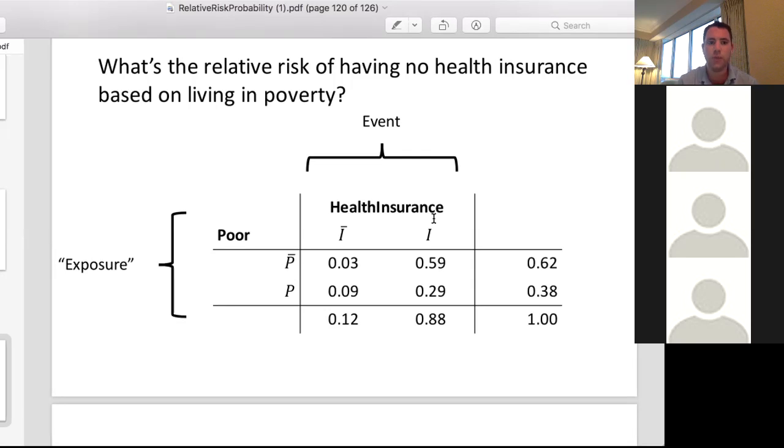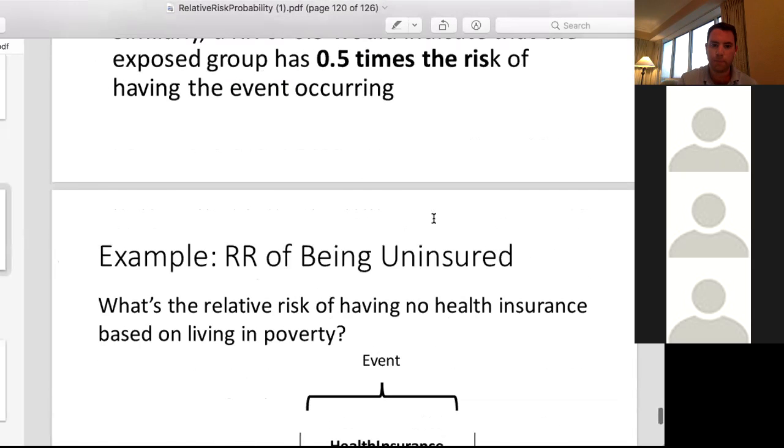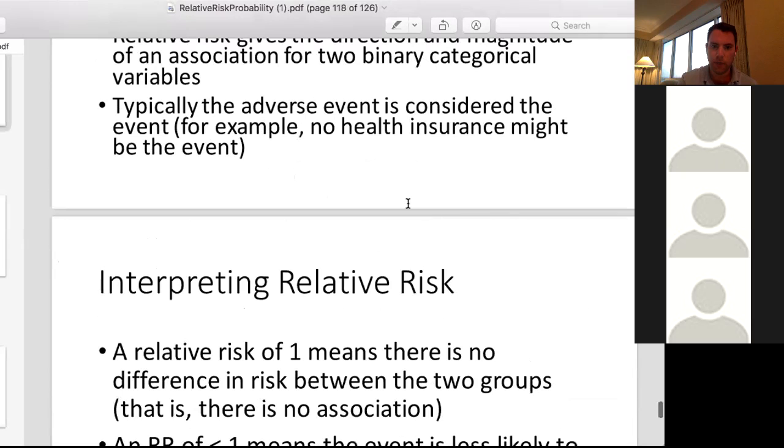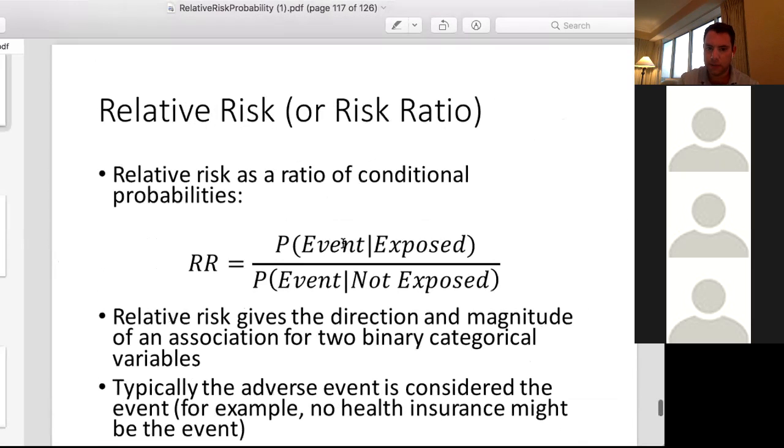And the question is, what is the relative risk of not having health insurance based on living in poverty, right? So in order to calculate this, we'd have to structure it in our relative risk formula. What is the event here? The event would be not having health insurance, given you were exposed. And what's the exposure? Being poor. Then let's look at the denominator. The probability of the event, not having health insurance, given that you're not exposed. That means that you're not in poverty, right?